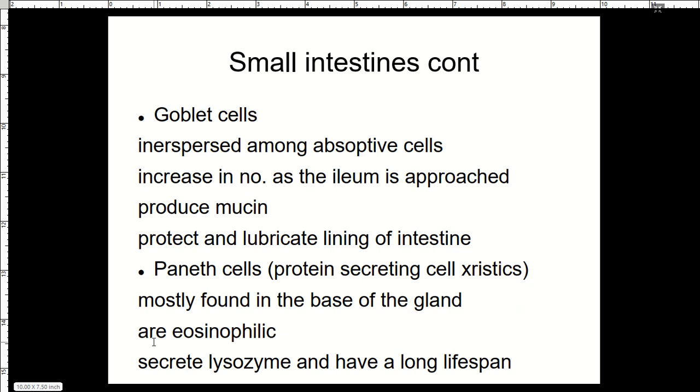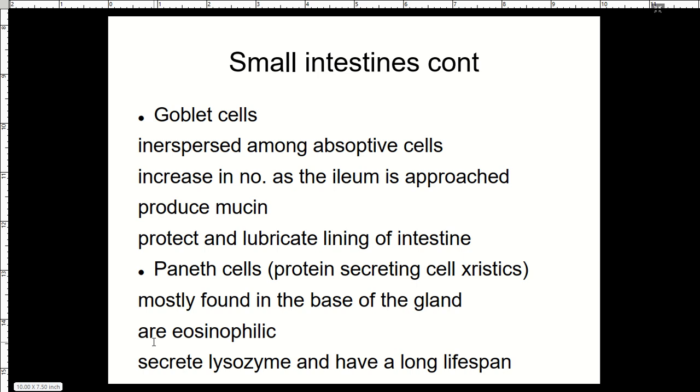We also have these cells, like I said, the goblet cells, which are also found in the crypts of Lieberkühn. They will be interspersed between the enterocytes, and they increase as we go down. So goblet cells, as you move from the small intestines to the large intestines and the rectum, will be increasing their number, right? Their function is to protect and to lubricate the small intestinal lining.